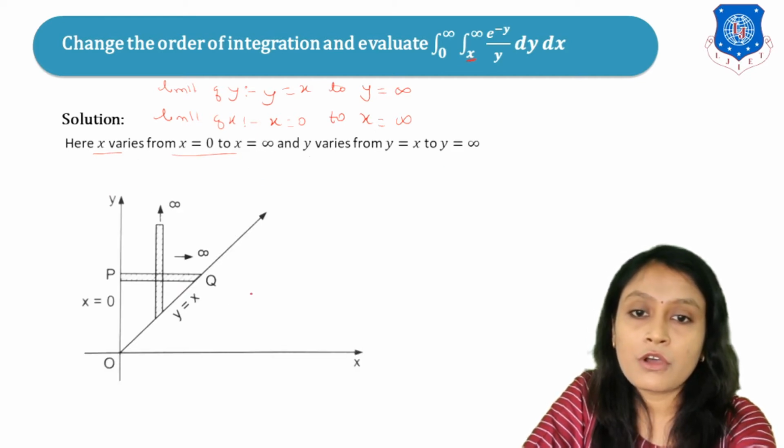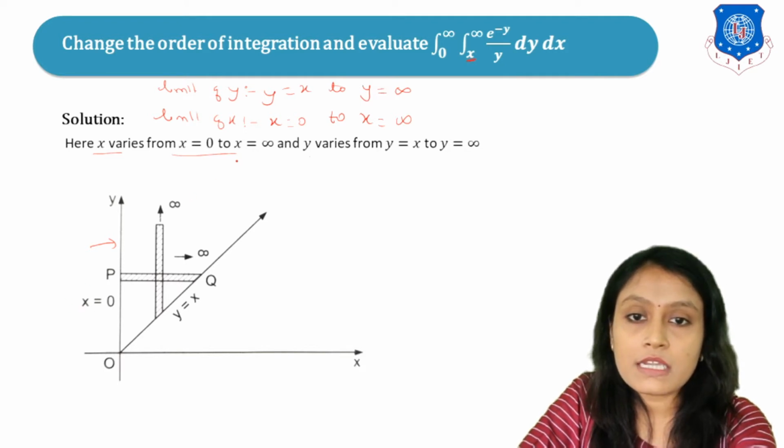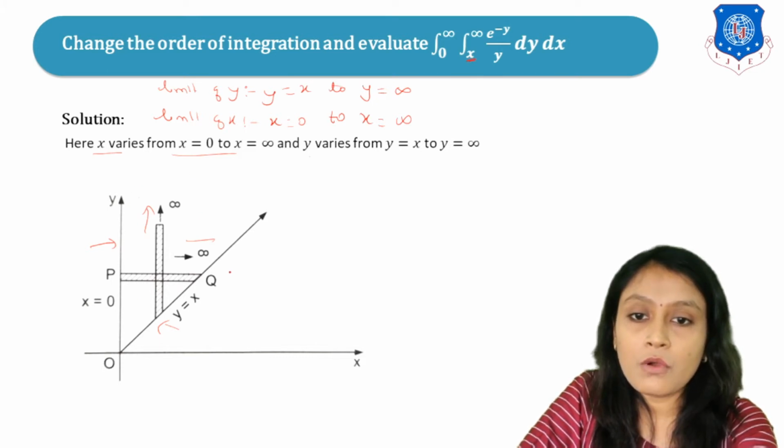Now we will draw the graph using these lines. Firstly we draw x is equal to 0, so this is your y-axis. Next, x tends to infinity, so we cannot draw this; this portion is where x tends to infinity. Then we draw y is equal to x. This is your line y is equal to x, and this is the portion where y tends to infinity. Now all the lines combine here, so this is our region R.